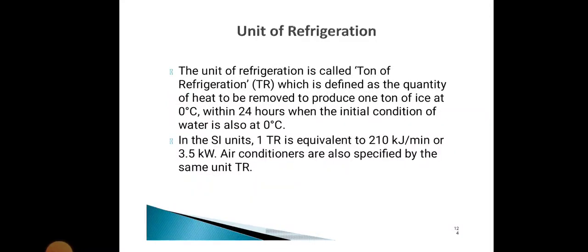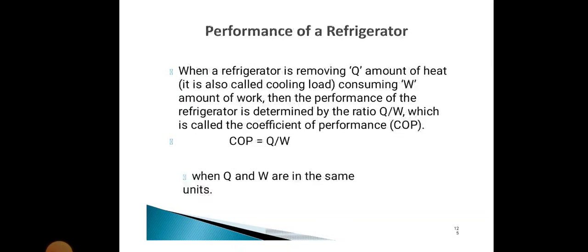Now, the unit of refrigeration. The unit of refrigeration is called the ton of refrigeration, or TR, which is defined as the quantity of heat to be removed to produce 1 ton of ice at 0 degree centigrade within 24 hours when the initial condition of water is also at 0 degree centigrade. In SI units, 1 ton of refrigeration is equivalent to 210 kilojoule per minute or 3.5 kilowatt. Air conditioners are also specified by the same unit, ton of refrigeration.